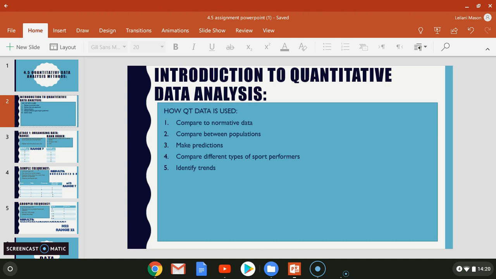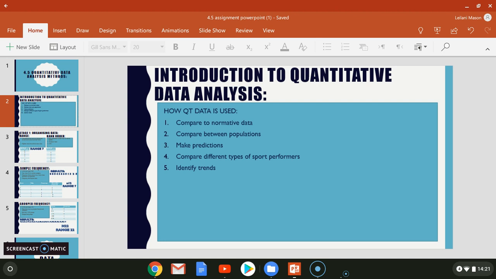Also, it has reliable research methods so other people can understand and use the methods of what you've done and how this has been done. It's used to compare to normative data to see if your results fall within the average and how good they are. Compare between populations, so different populations may or may not have got similar results to what you have. Make predictions on future results from your analysis.